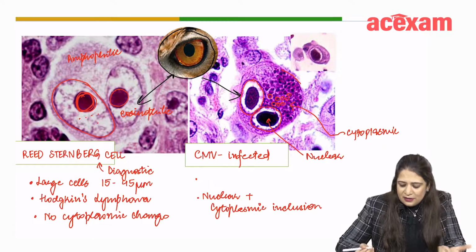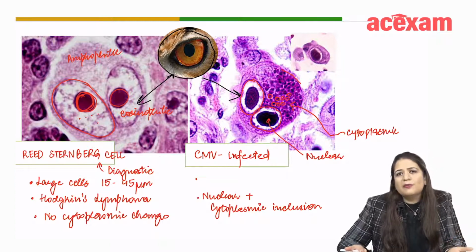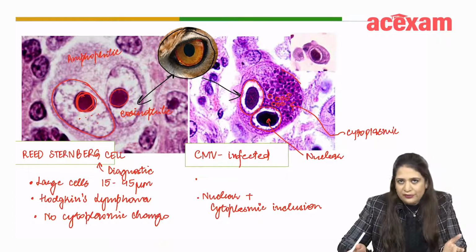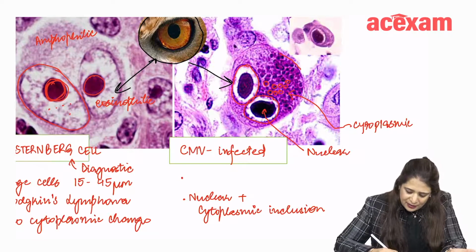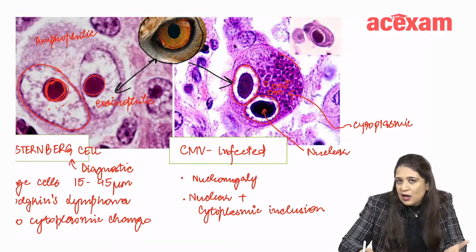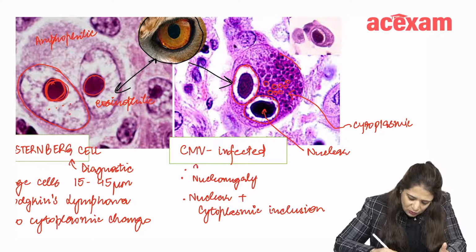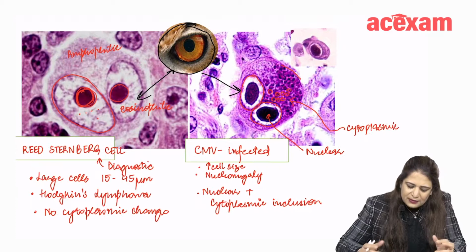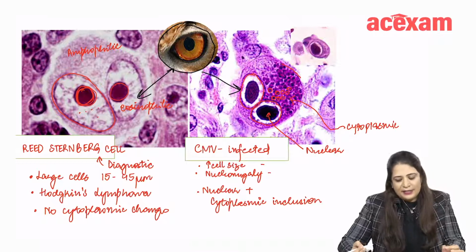CMV is just an opportunistic infection, right? So it would be seen in a setting of immunosuppression, etc. It would make your diagnosis easier. Then again, these CMV infected individuals do not just have nucleomegaly. The nucleus is sometimes so large that it is occupying more than 50% of the cytoplasm, but also there is an increase in the cell size. So it is not just the nucleomegaly and the prominent nuclear inclusion, it also has an increase in the cell size.